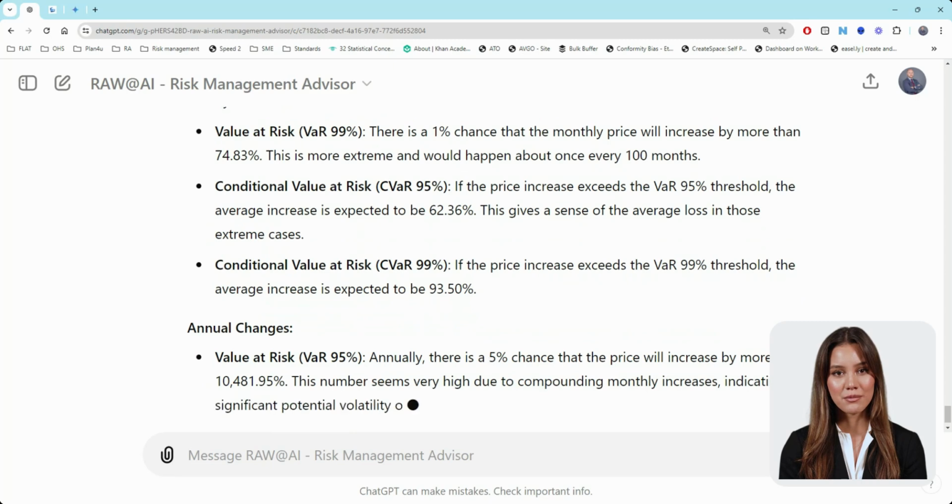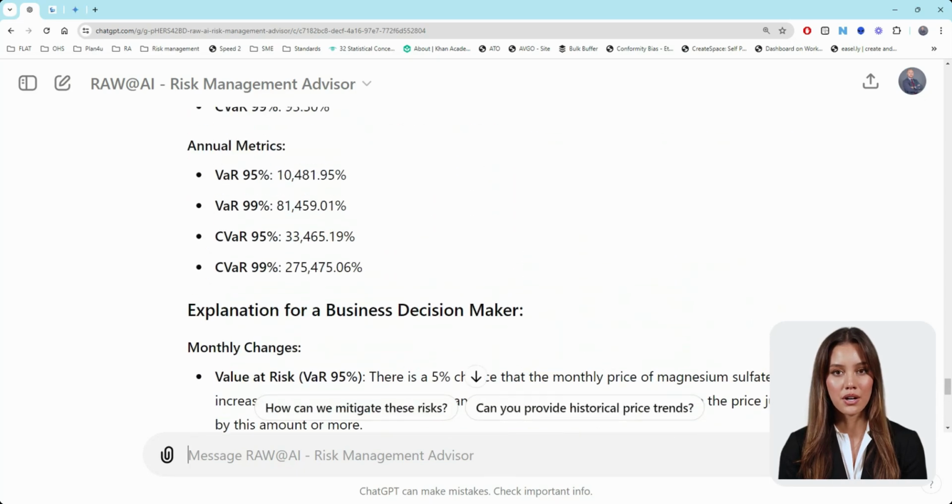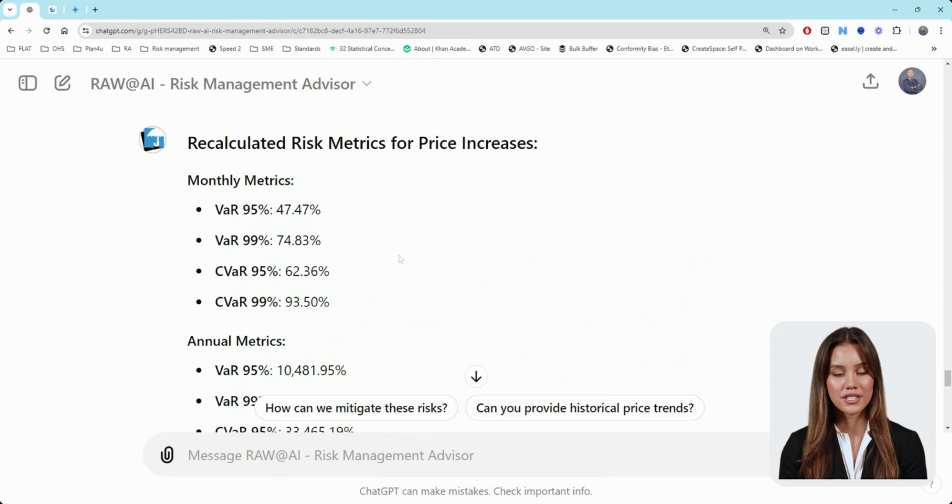Now it's phrased in a more business-friendly way. VAR 99 and CVAR 99 can probably be ignored since it's unlikely your organization would use such a high confidence interval. You can also ask it to calculate VAR at different confidence intervals. It's entirely up to you.